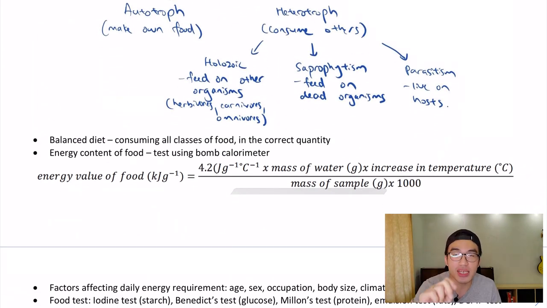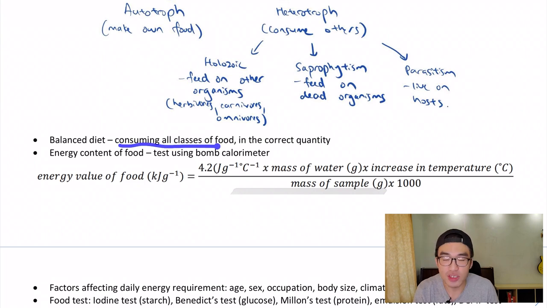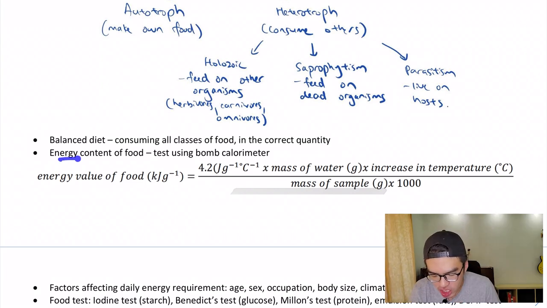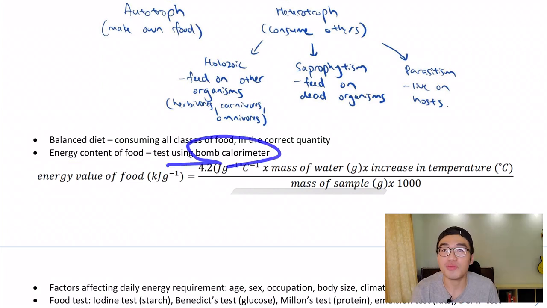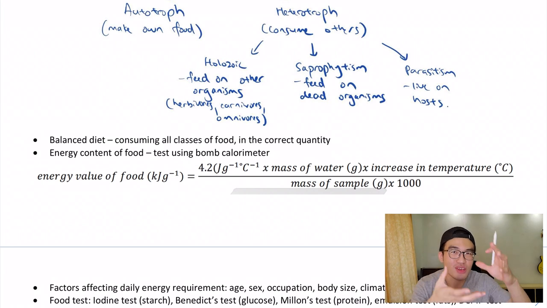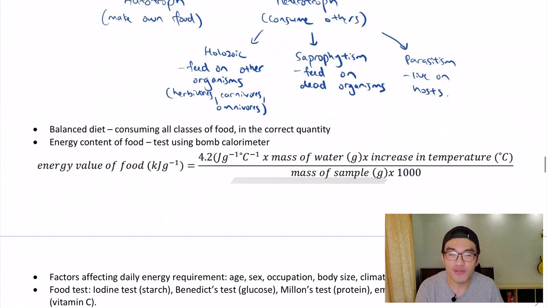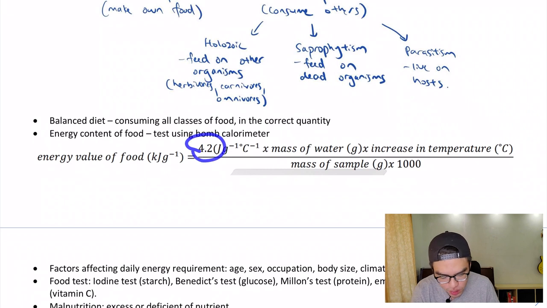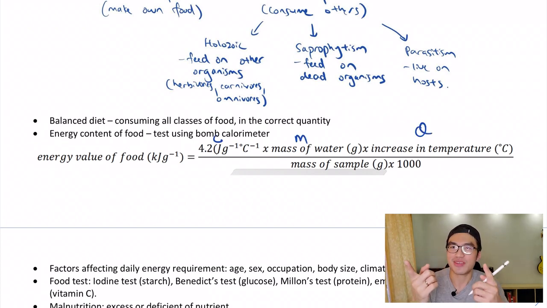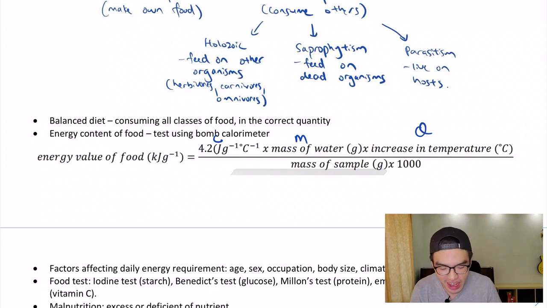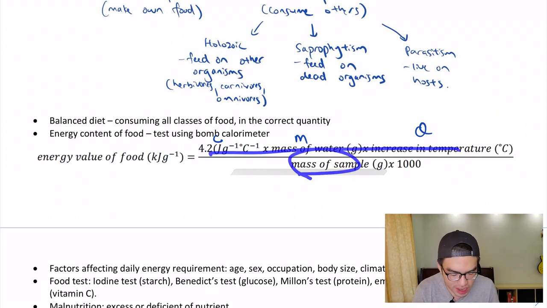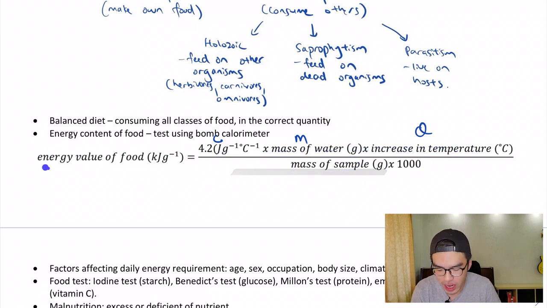Okay, so next, what is a balanced diet? Two key points for balanced diet. You need to consume all classes of food, all seven classes, and they need to be in the correct amount. Energy content of food, we test using a bomb calorimeter. What is a bomb calorimeter? I'm sure you know how they look like. Okay, and then the formula for bomb calorimeter, you use 4.2 times mass of water times the increase in temperature. Actually, this is your physics formula because this is mcθ. Remember your heat chapter? That's your mcθ. And of course, you divide by the mass of sample and times 1000. That's how you get your energy value of food.